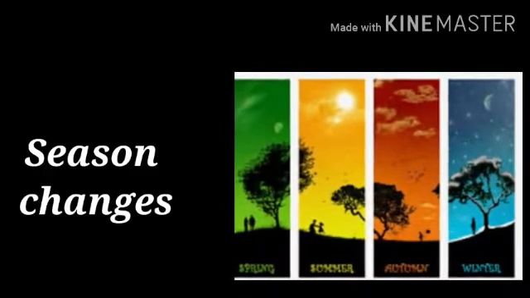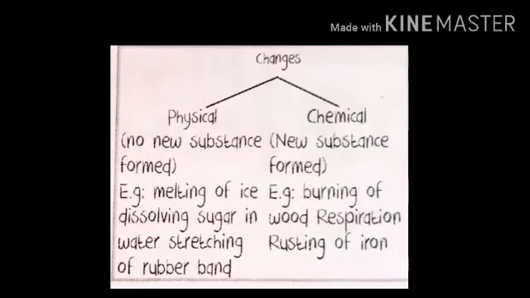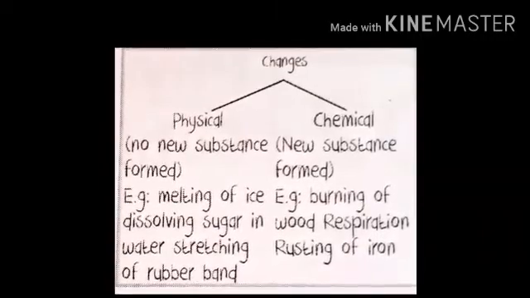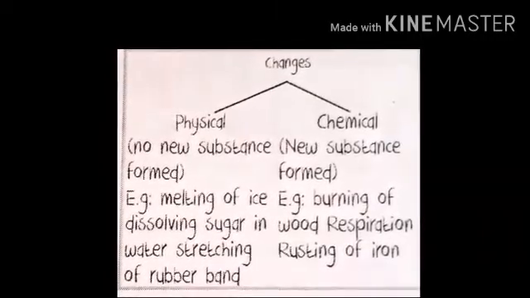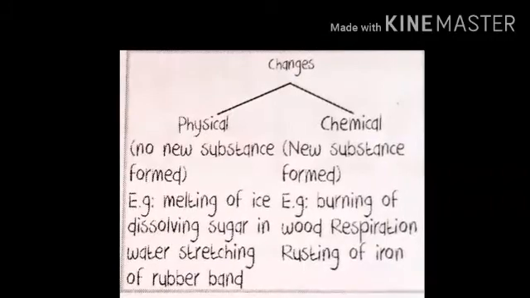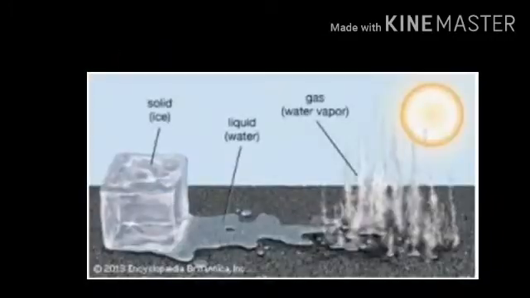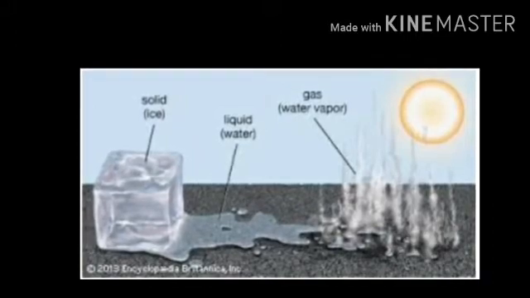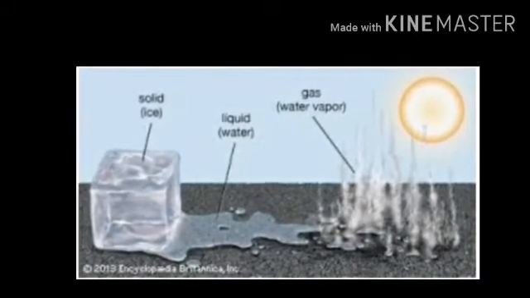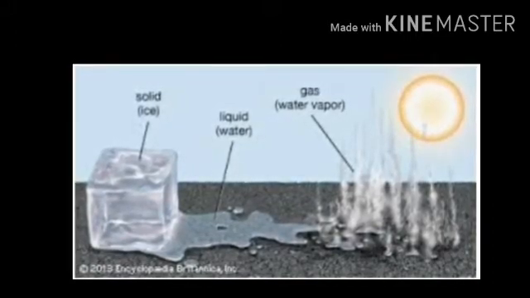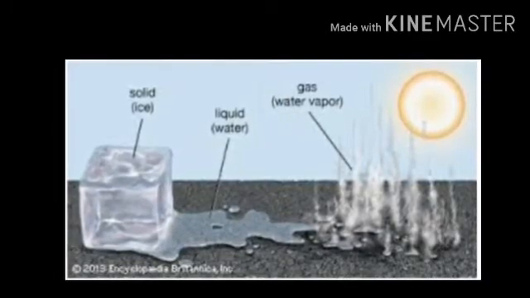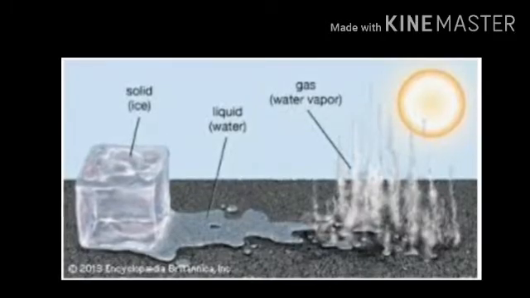But you have to learn physical and chemical change. What is the difference between these two changes? Physical changes are reversible. That means it happens again and again. For example, if you take solid ice and heat it, it is going to change into liquid. Again, if you freeze that, it's going to be a solid shape. That is all reversible changes.